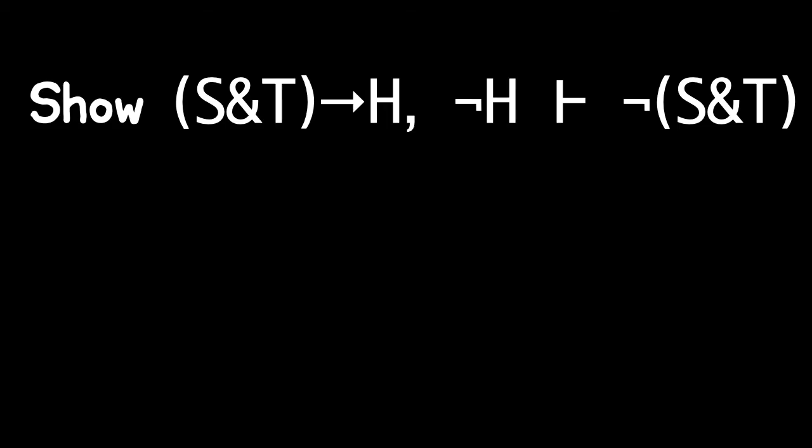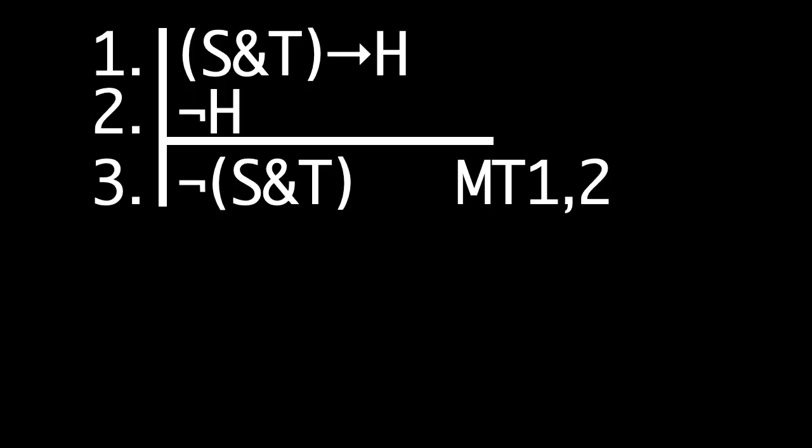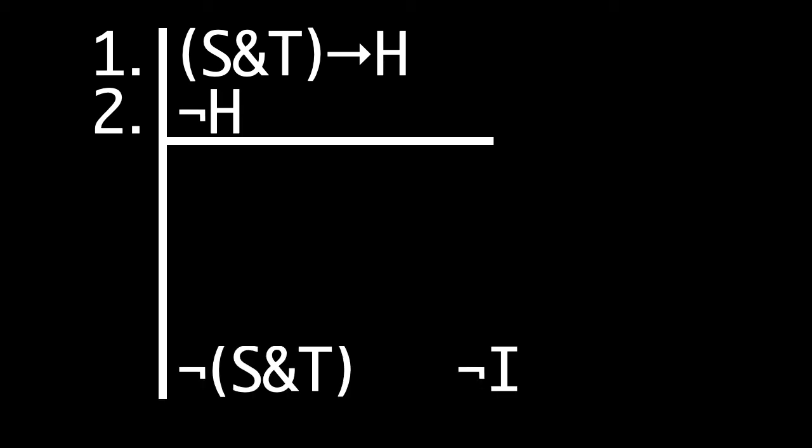Suppose we have this problem. Given the two premises, S and T arrow H and not H, prove not S and T. If you notice that this follows the modus tollens pattern, it's a one-line proof. If you didn't notice modus tollens, though, you might think about the proof differently.